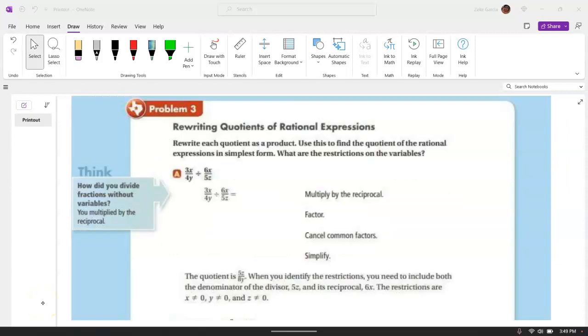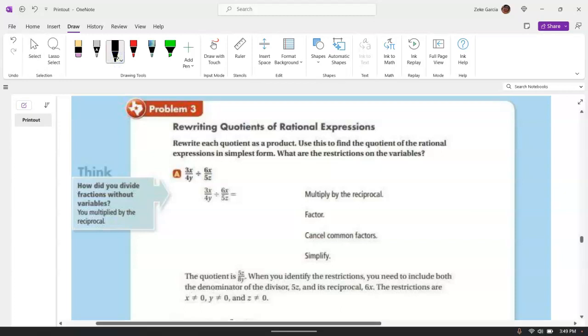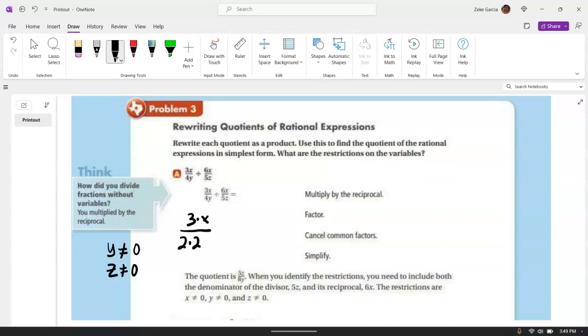Rewrite each quotient as a product. Use this to find the quotient of the rational expression. Okay, so we know that y can't be 0 and z can't be 0. That's because of division by 0. So we have 3 times x, and I'm writing in factored form, 2 times 2 times y, divided by 2 times 3 times x, divided by 5 times z.